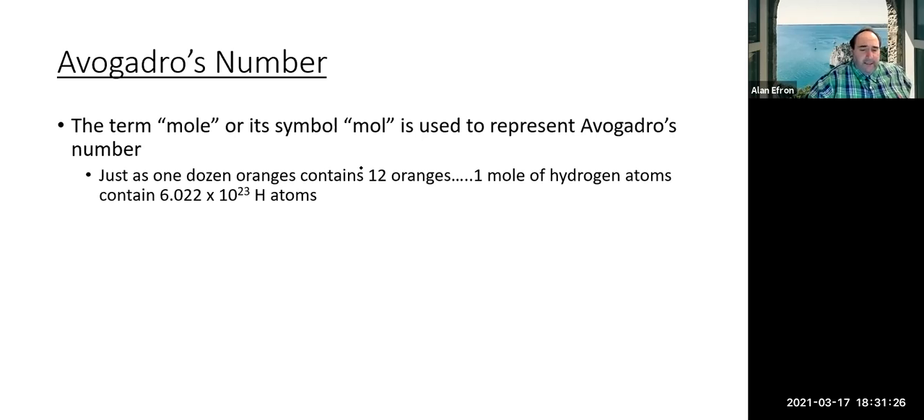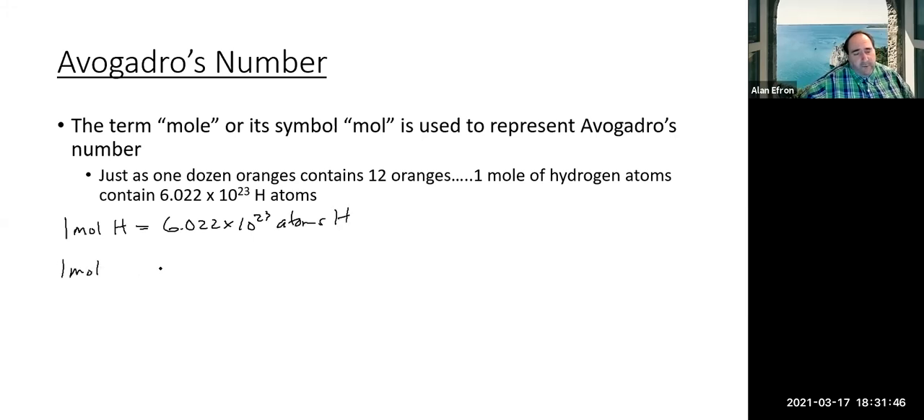The term mole again represents Avogadro's number. And you could pretty much, from the periodic table, for example, say 1 mole of hydrogen would have 6.022 times 10 to the 23 atoms of hydrogen. You could say 1 mole of silver would have 6.022 times 10 to the 23 atoms of silver.